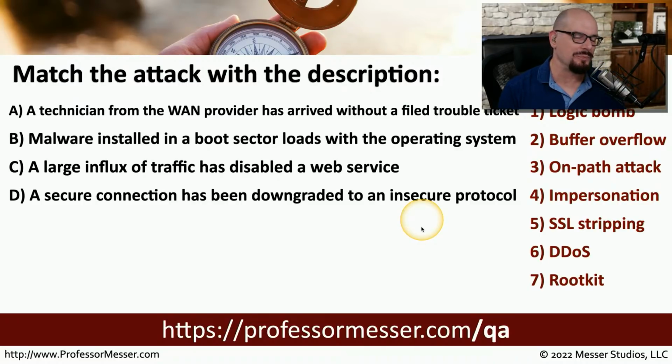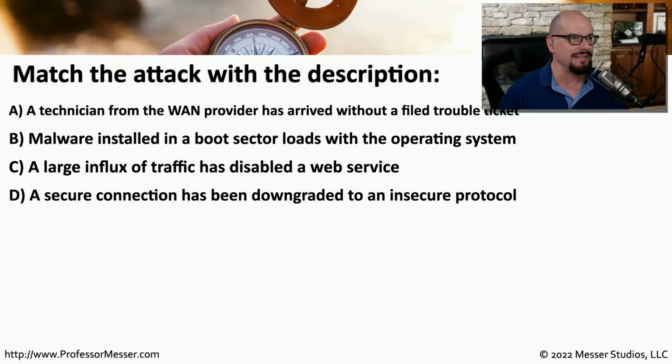Let's step through this performance-based question and see how well you did with this matching. Let's start with the very first one that says, a technician from the WAN provider has arrived without a filed trouble ticket. What, does this person just show up randomly? Apparently so. They just showed up, said, hi, I'm from the WAN provider to take care of the ticket that's in your data center. Oh, okay, come on in. That's an attack. That's not somebody from the WAN provider. That's somebody who showed up that said they were from the WAN provider because there's no ticket. They should not be here. It's just a random thing that happened.